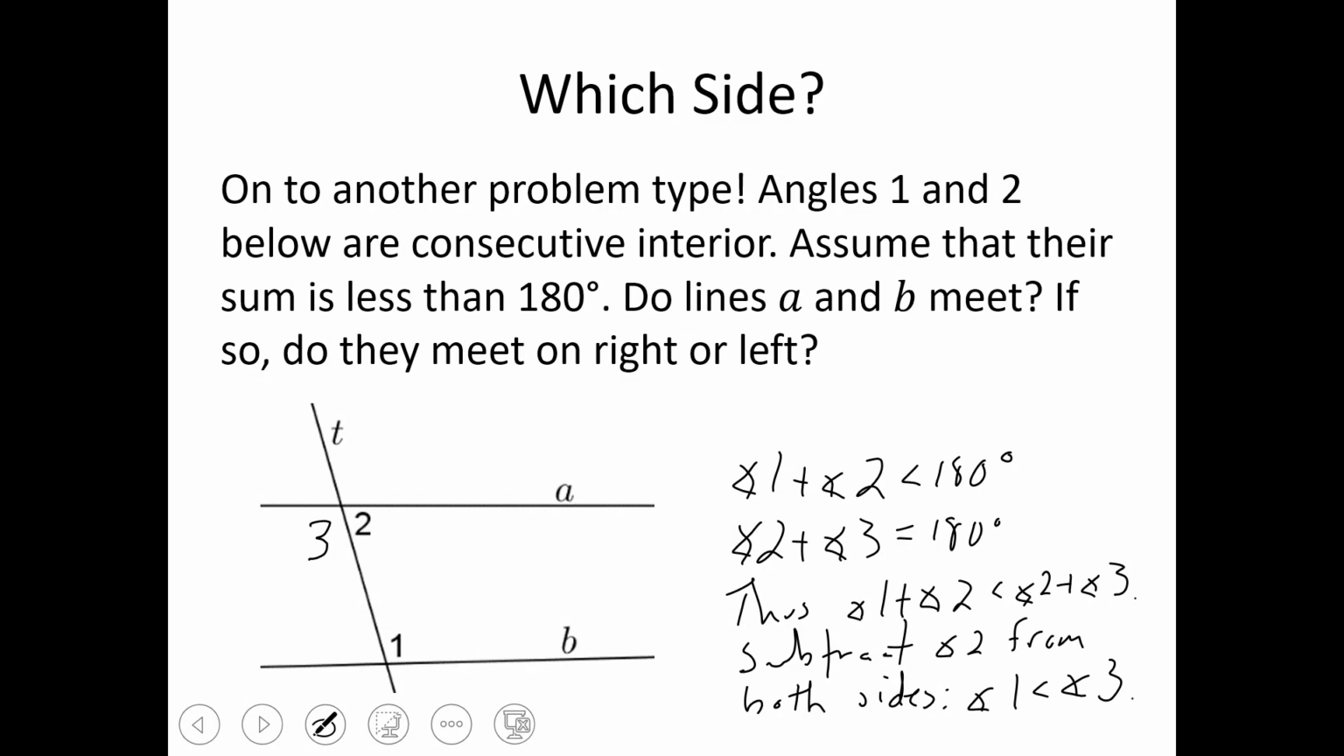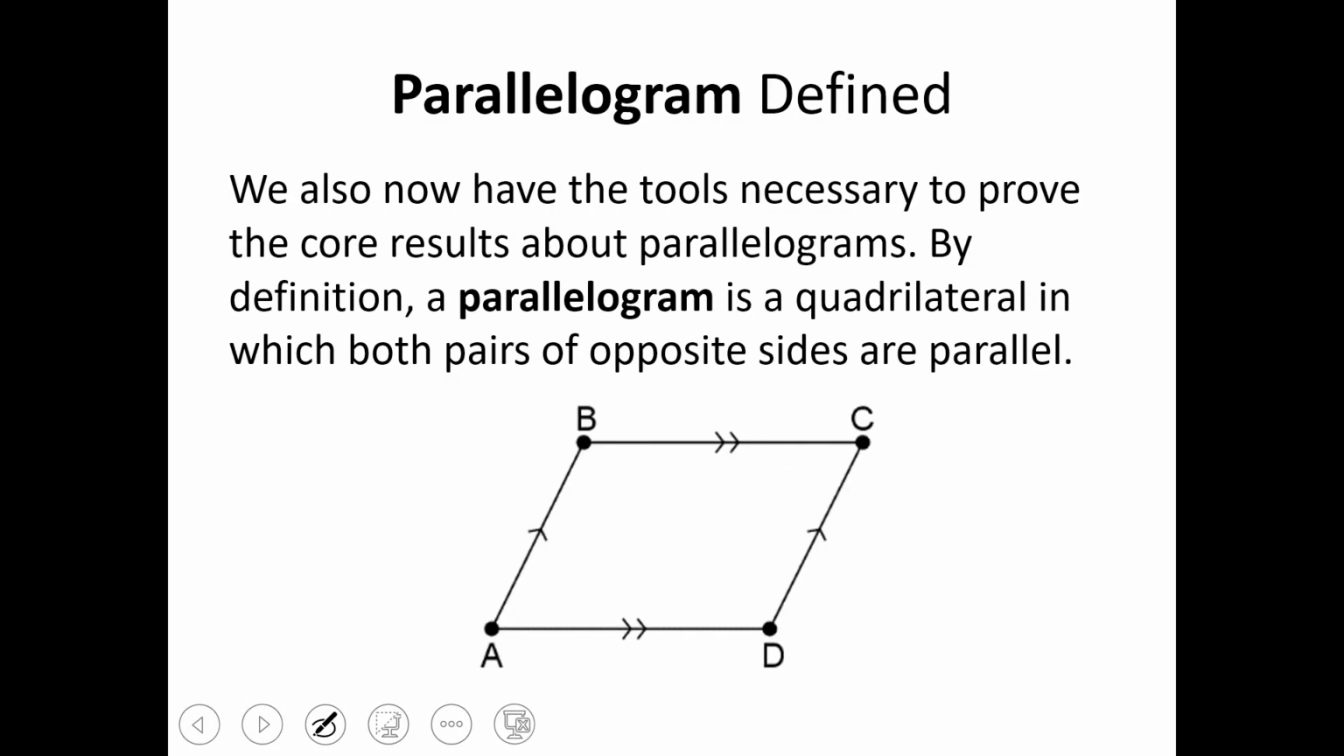So if we have a pair of consecutive interior angles that sum to less than 180 degrees, our two lines will meet on the side of the transversal where that sum is less than 180 degrees. All right, now let's talk about parallelograms a little bit. We now have the machinery in place, the machinery of congruence and parallels, to prove the core results about parallelograms.